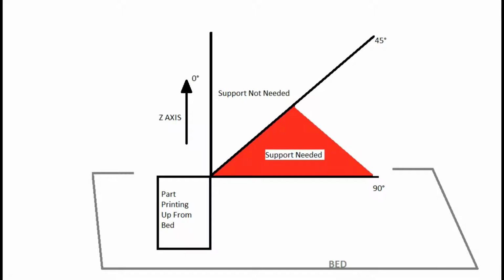Support is only needed when your design contains an angle of 45 degrees or more on the up and down z-axis. So assuming that printing straight up into the air is an angle of 0 degrees, and printing directly to the right is an angle of 90 degrees, any angle up to 45 degrees will print successfully without requiring support material. An angle greater than 45 degrees into thin air will result in drooping material or a completely failed print if done without support.